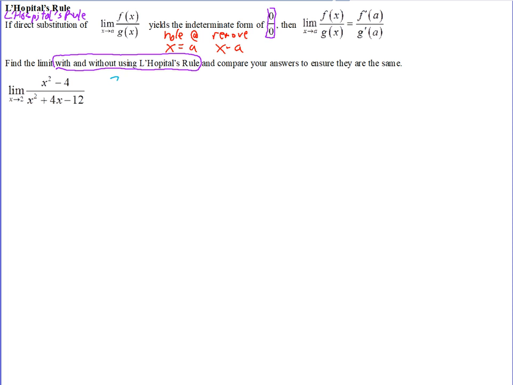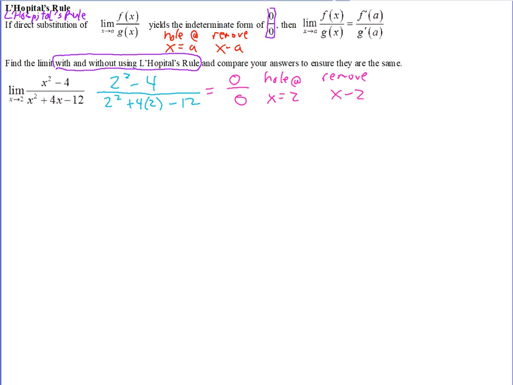So we'll have 2 squared minus 4 divided by 2 squared plus 4 times 2. So on the numerator, that gives you 4 minus 4 is 0 over, that's 2 squared is 4 plus 8 is 12 minus 12 gives you 0. So that tells you we have a hole at x equals 2, which means we need to remove the factor x minus a.